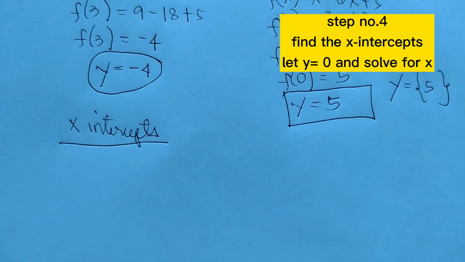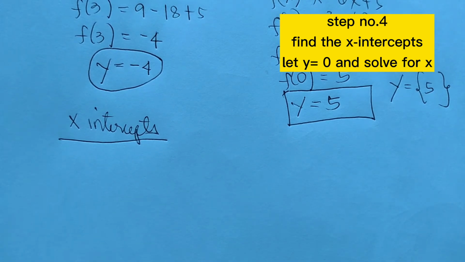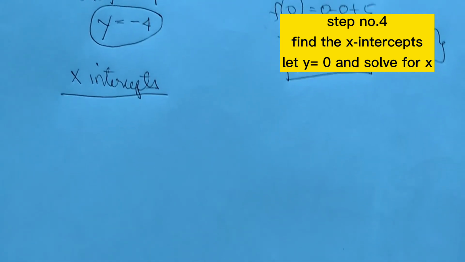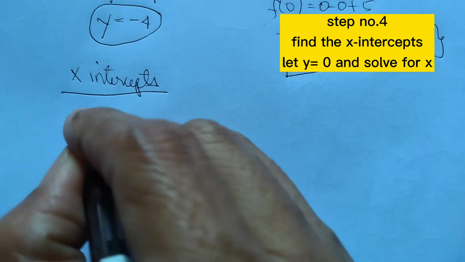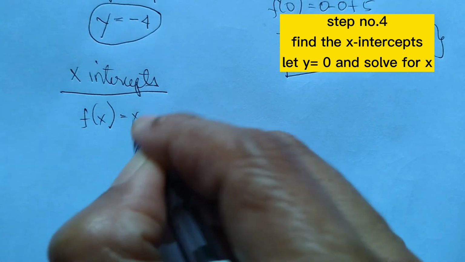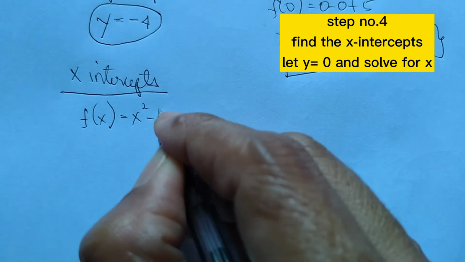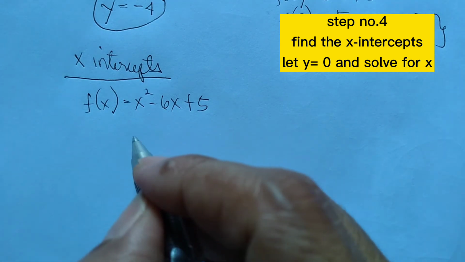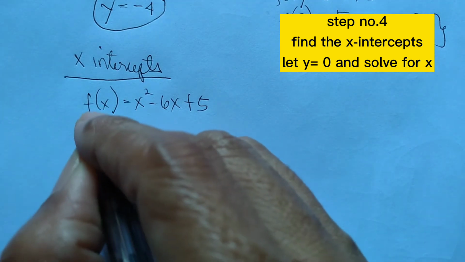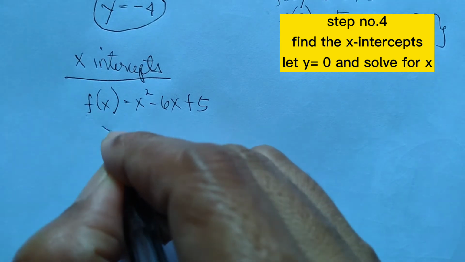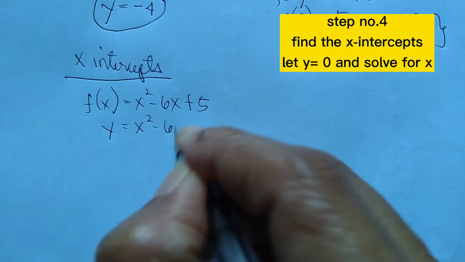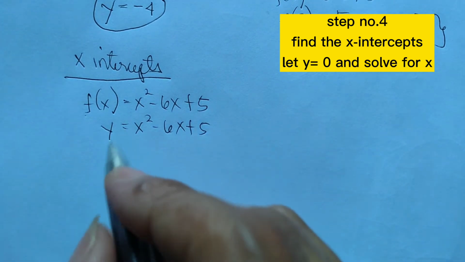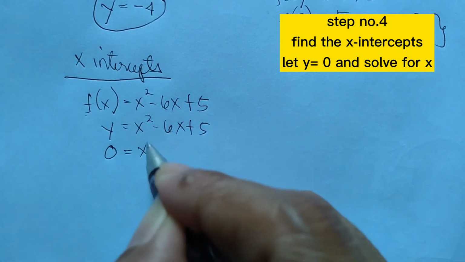Find the x-intercepts. These are the points where the parabola passes through the x-axis. Okay. So, we have f of x is equal to x squared minus 6x plus 5. So, let y be equal to 0. That is actually our y. Y is equal to x squared minus 6x plus 5. Let y be equal to 0 to find the value of our x.